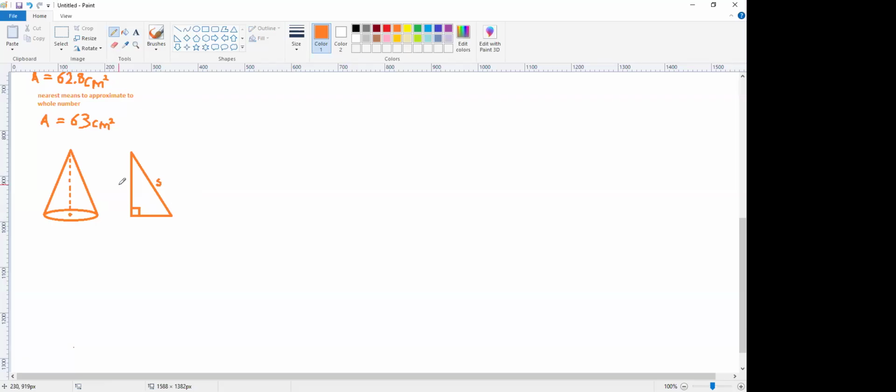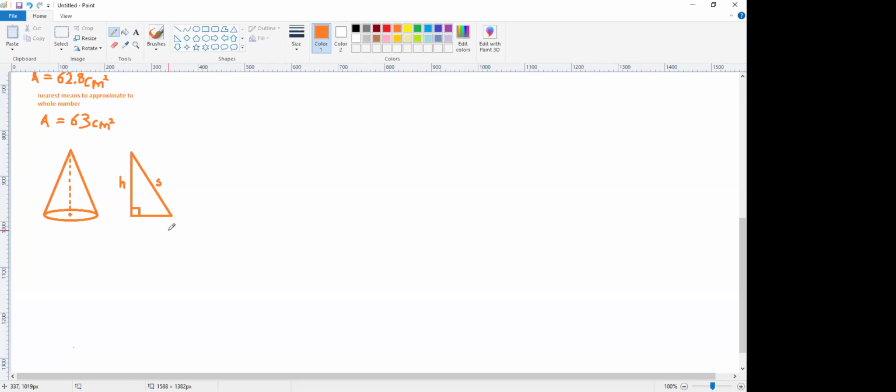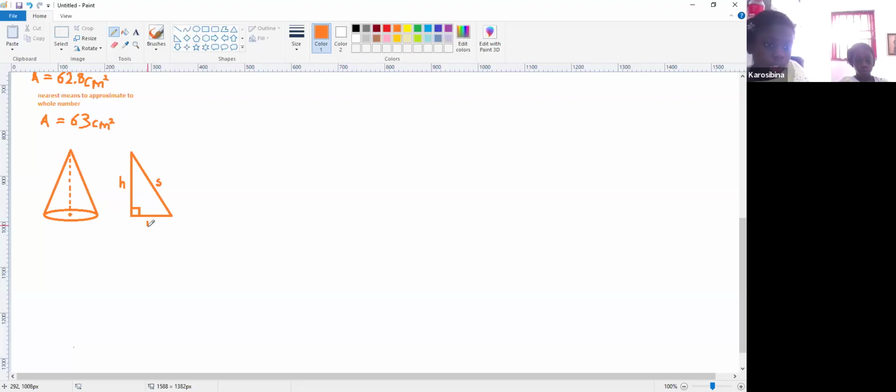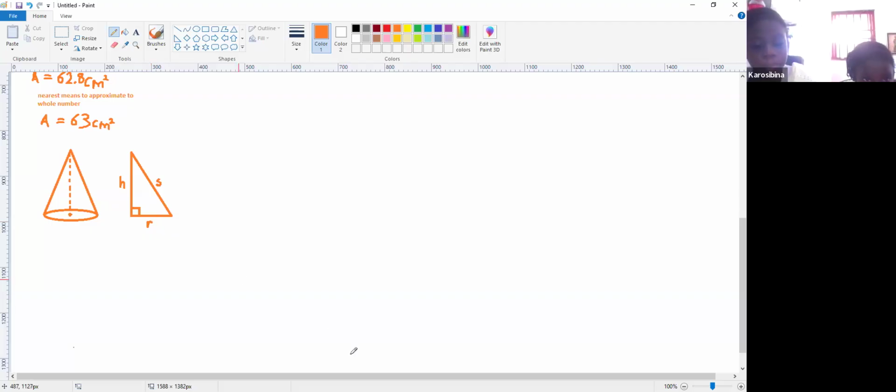Now, where is the real height of this cone? The real height is this place. Can you see where my pencil is writing 8? Yes, that's the real height. Now, the base is that circle at the bottom. Its radius is here. Can you see it? Yes, sir.